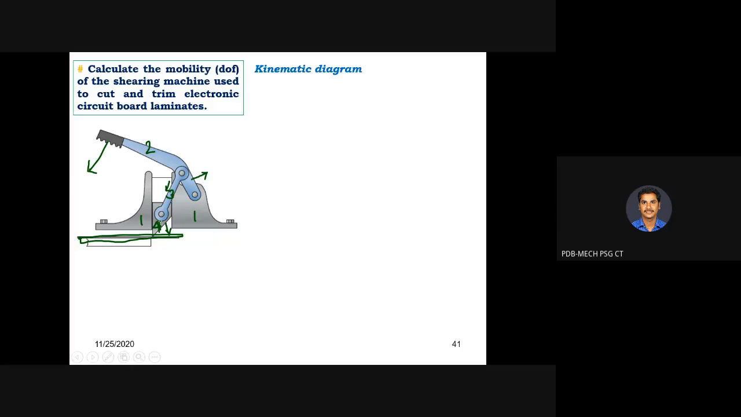So let me show the kinematic diagram for the same mechanism, so you can relate. Frame is link 1, and frame and link 2 are connected. If you look at the kinematic diagram, this frame and link 2 are connected, then link 2 and link 3 are connected. So link 2, and this is your link 3.